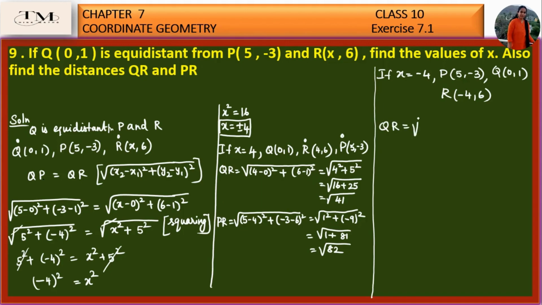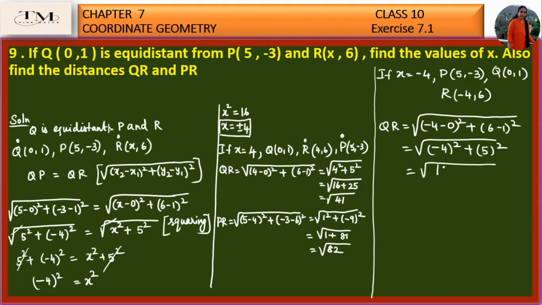So QR equals square root of Q and R. So it is (-4 minus 0) whole square plus (6 minus 1) whole square, which is equal to, -4 minus 0 is -4, whole square, plus 6 minus 1 is 5 square. So (-4) whole square is nothing but 16. 5 square is nothing but 25.